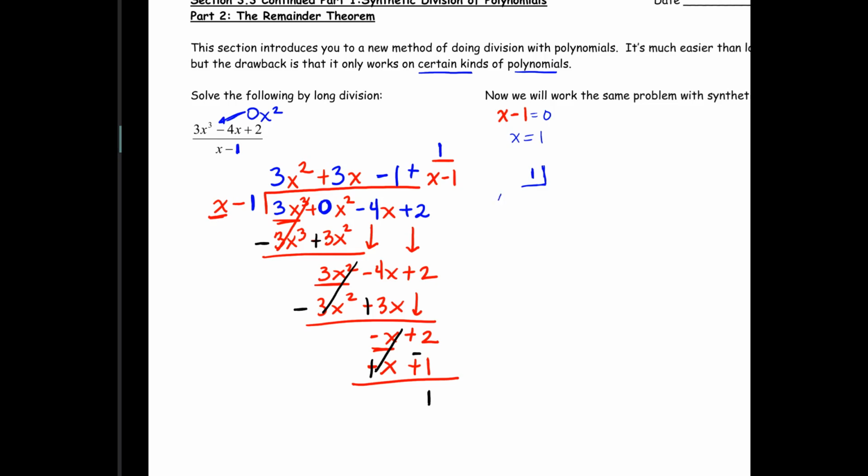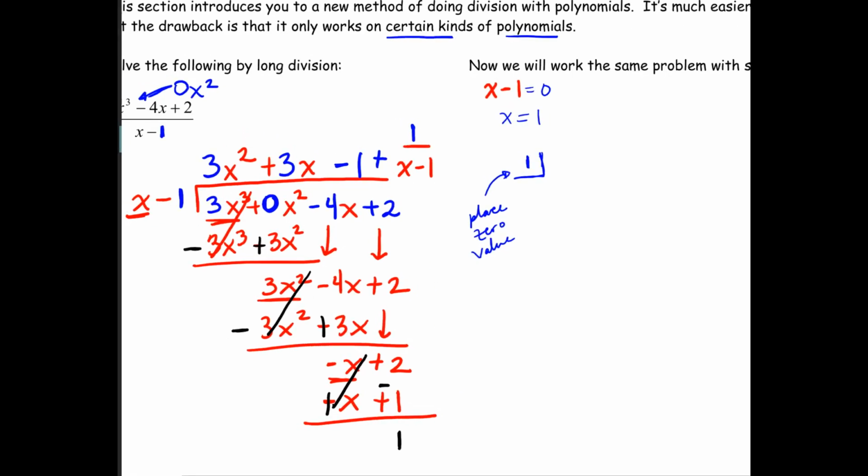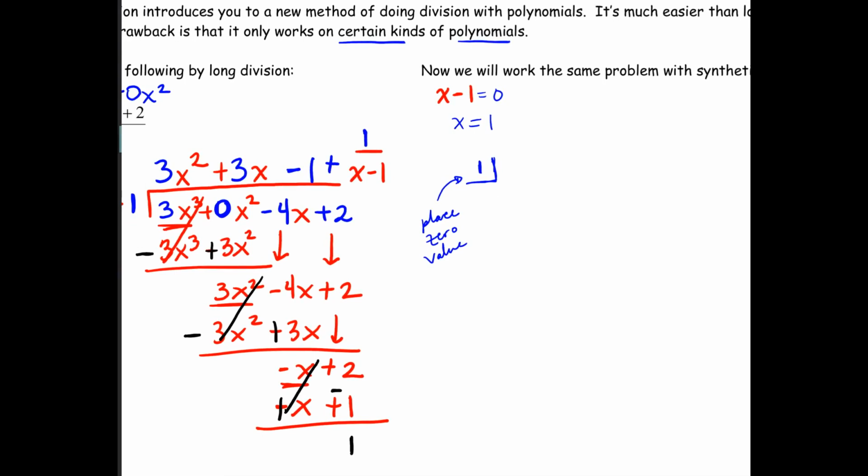So I'll just write what I'm doing. Place the zero value in a box. And then you're going to line up the coefficients of the polynomial you're dividing into, aka the dividend. So what would be the coefficients that I would line up next to the box? The 3, the 0, the -4, and the 2. You can see those lined up with the numbers under the divide side, the 3, the 0, the -4, and the 2.